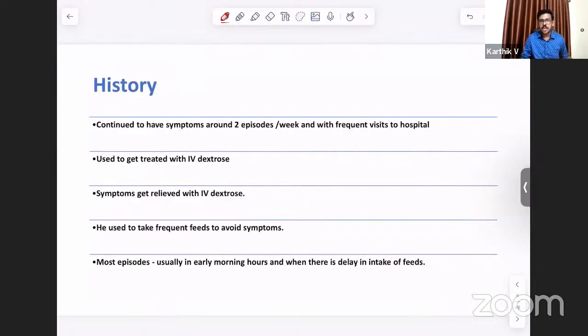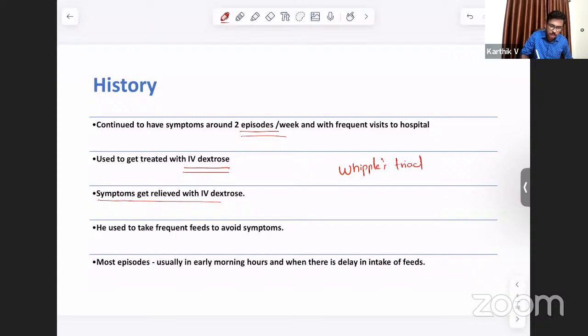So this patient, upon presentation to us, still has been having around 2 such episodes per week with continuing visits to the hospital. And at the hospital, he used to get IV dextrose, and there was prompt relief of symptoms with IV dextrose. Very important. So in this context, I would like to introduce a term which is called the Whipple's triad.